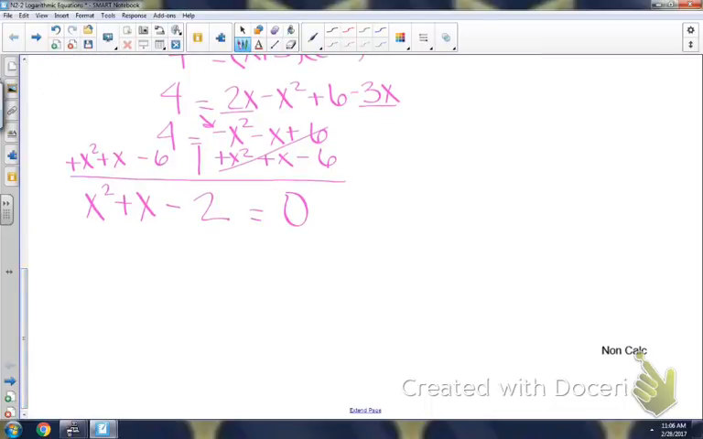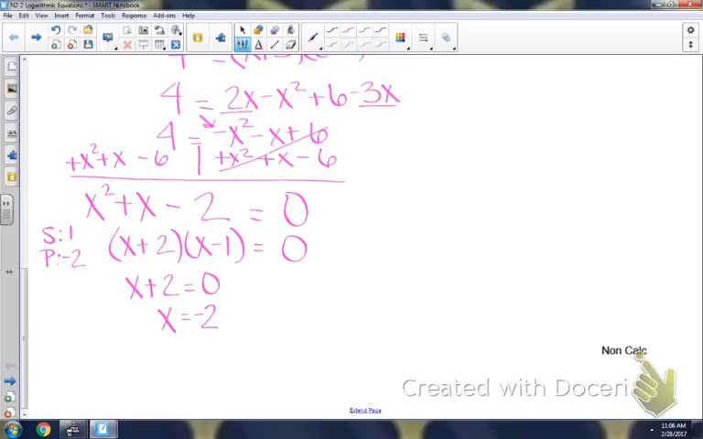Okay, so let's see if we can factor it. So if we have 3 terms, check for GCF first. Notice we don't have a GCF, so we're doing sum and product. The sum would be positive 1, the product would be negative 2. So we're wanting to add to 1, multiply to negative 2. So that would be a positive 2 and a negative 1. So we factored it, but we're having to solve it, so we have to go another step. We're setting each factor equal to 0, so x would equal negative 2, and the other one, x would equal positive 1.